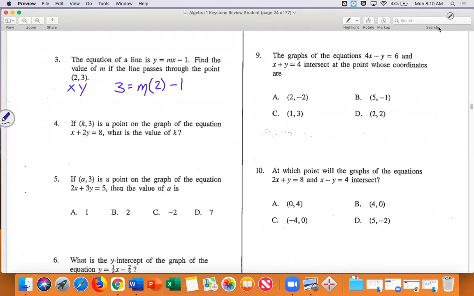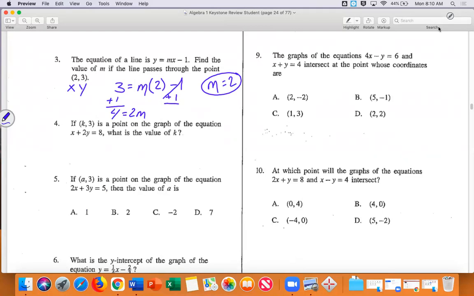So you can think of it this way, Liam. What number minus 1 is 3? 4. And 2 times what is 4? So you can work through it that way to get your answer is m equals 2. Or we could add 1 to both sides. That gives us 4 equals 2m. And then we divide by 2. All right.